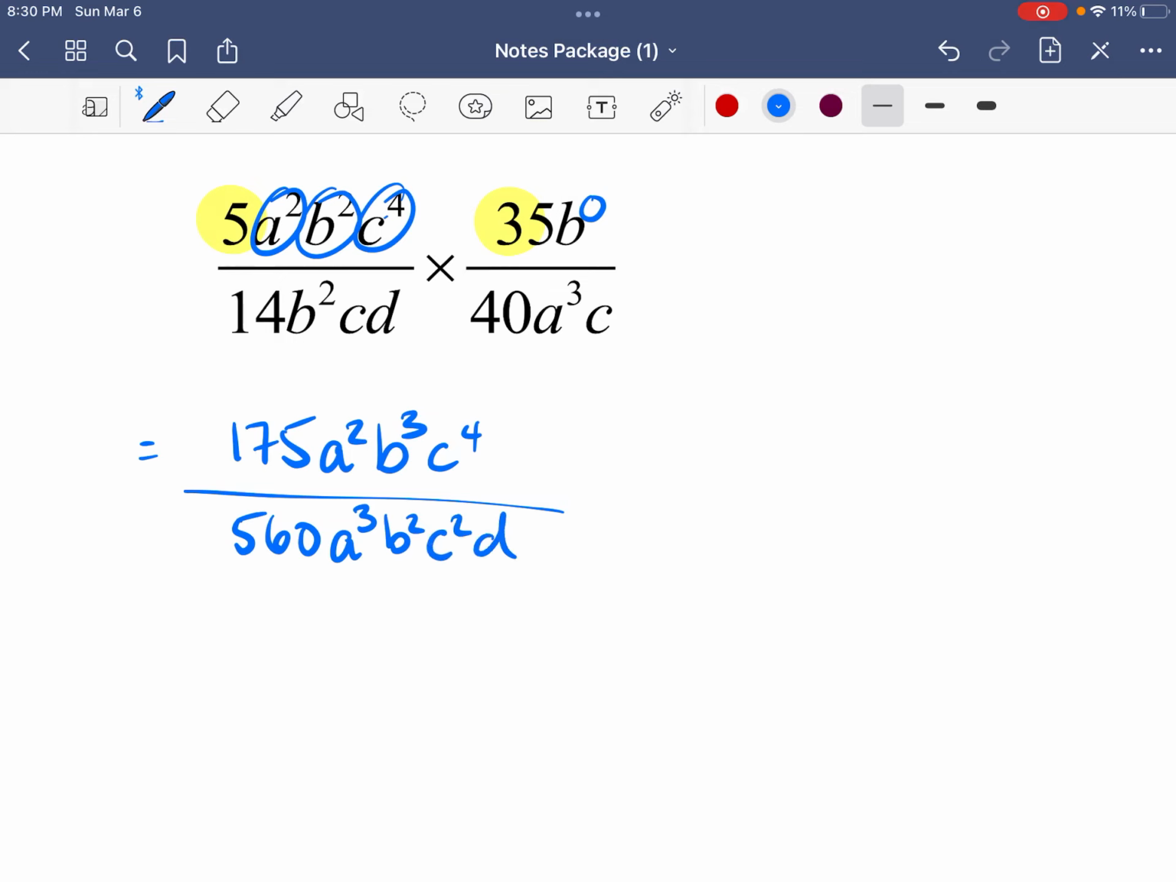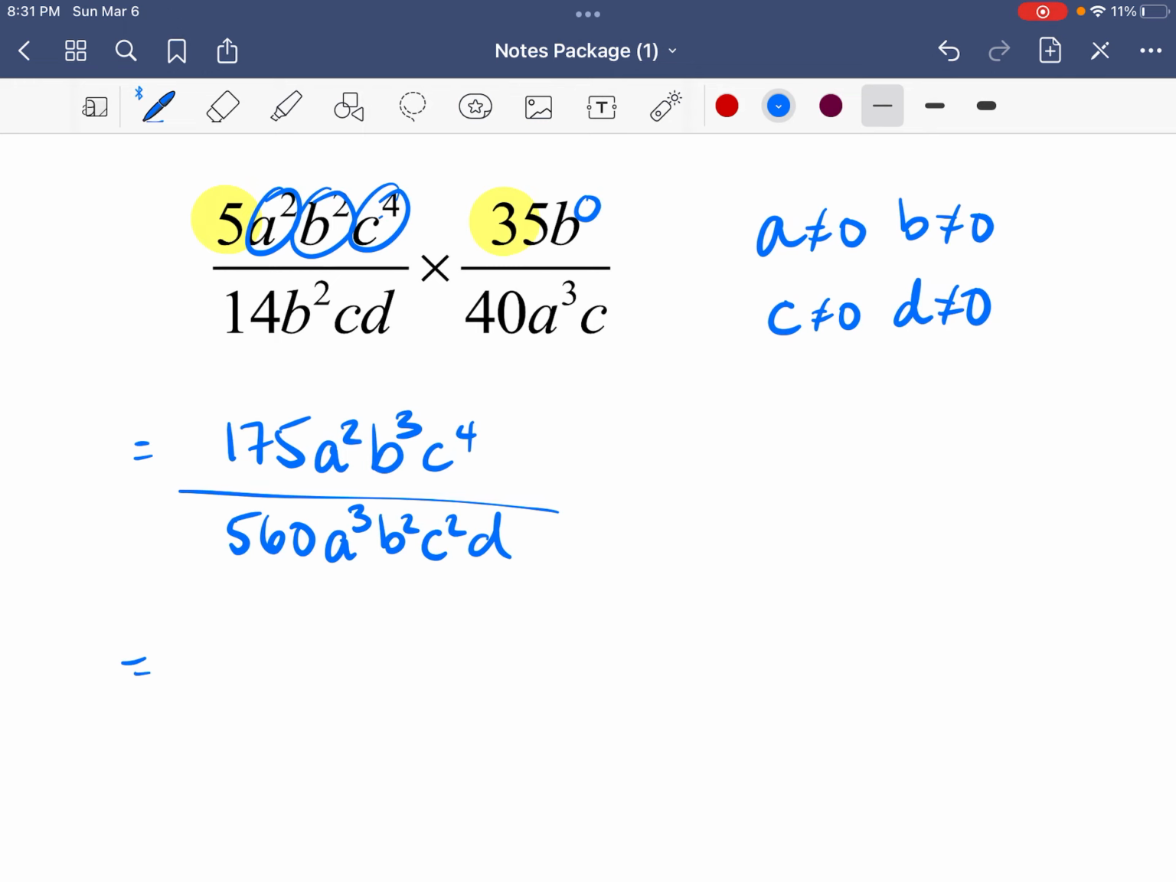All right, let's take an opportunity to talk about our restrictions on our variables. So a cannot equal 0, b cannot equal 0, c cannot equal 0, and d cannot equal 0. All right, now let's reduce this. 175 and 560 will reduce to 5/16. And I will show you a calculator trick in class to speed up your life.